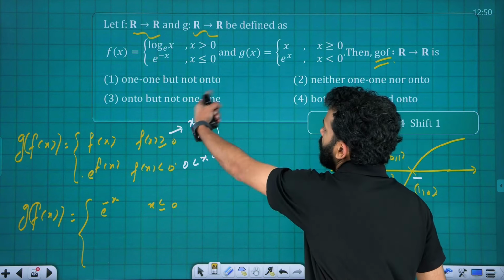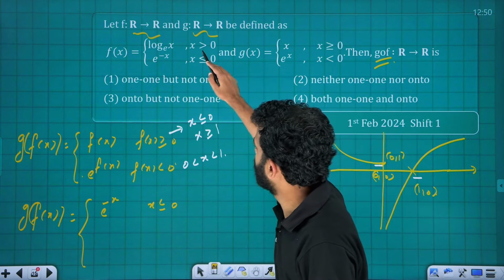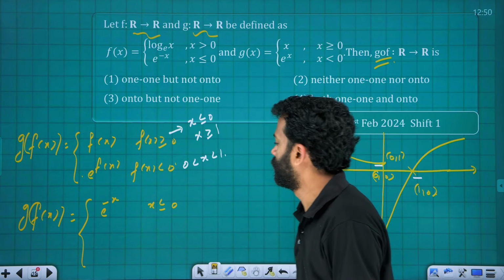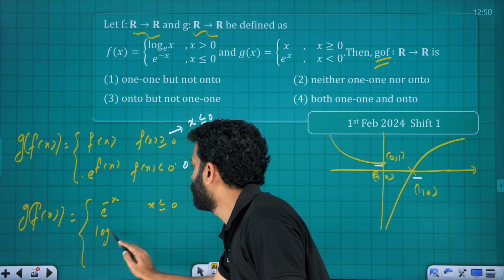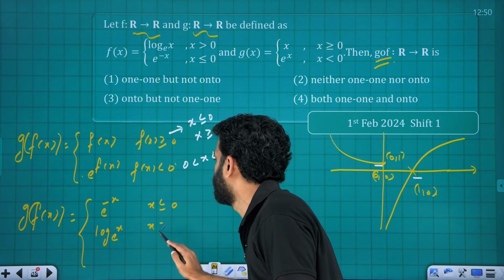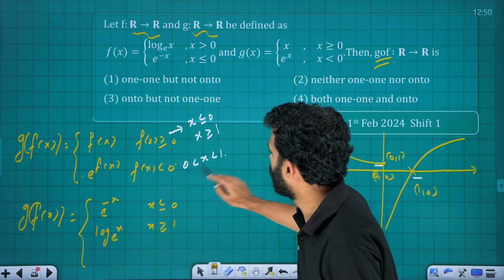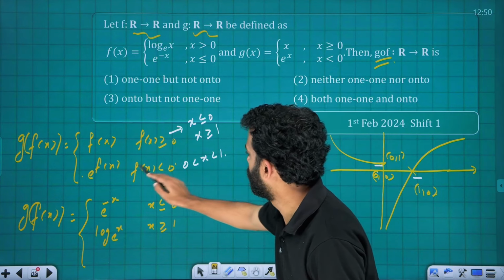And for x greater than or equal to 1, we need to obtain these values. That is log x to the base c. f of x is what? Log x to the base c. Therefore, log x to the base c when x is greater than or equal to 1. Okay. Next one.